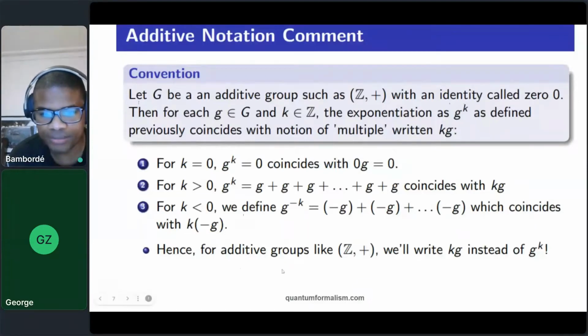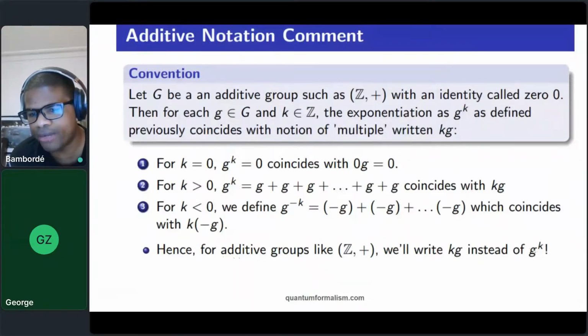Okay, so what I want to say is that this happens a lot in the books. That's why you might get confused if you pick up a book if you don't know this. When the group is additive, you don't write this. You write this. So you take kg instead of k to the 10.